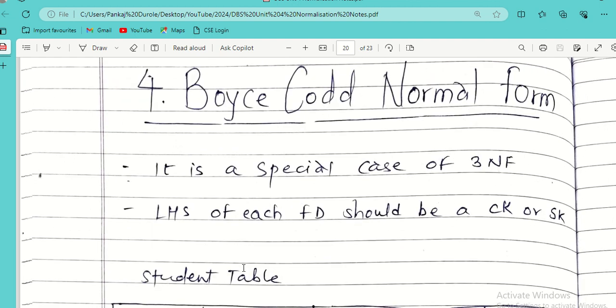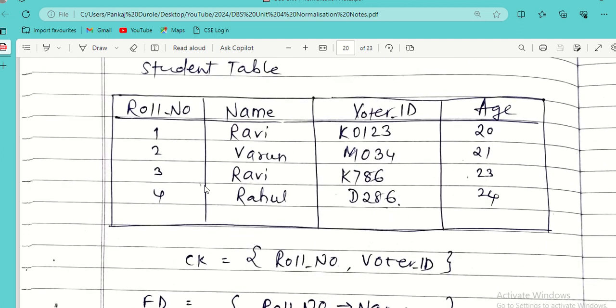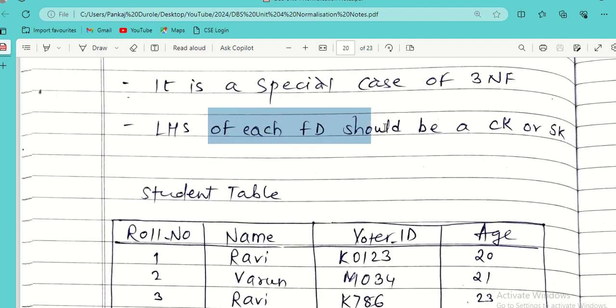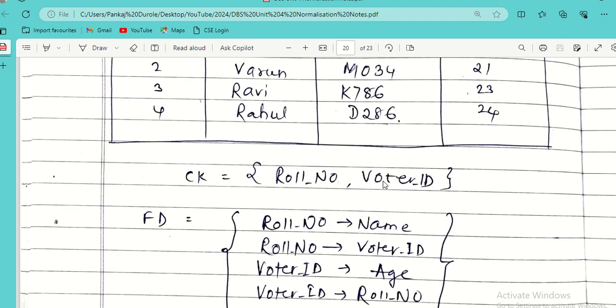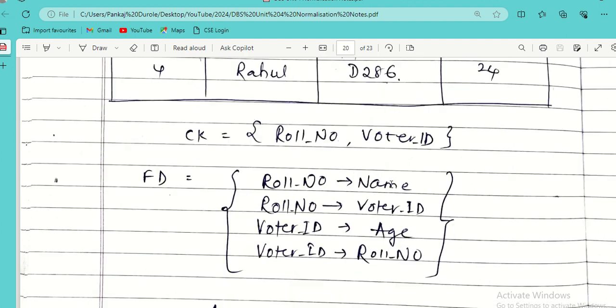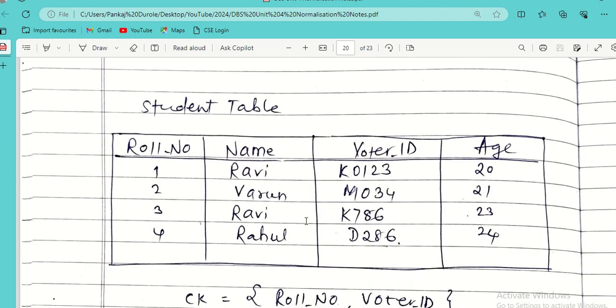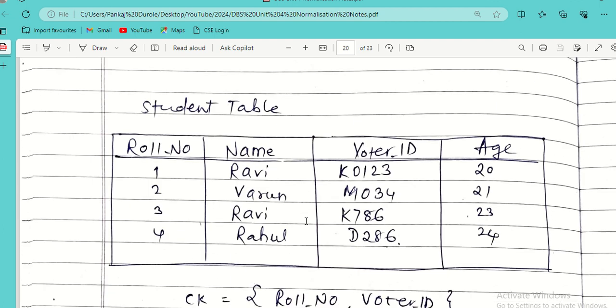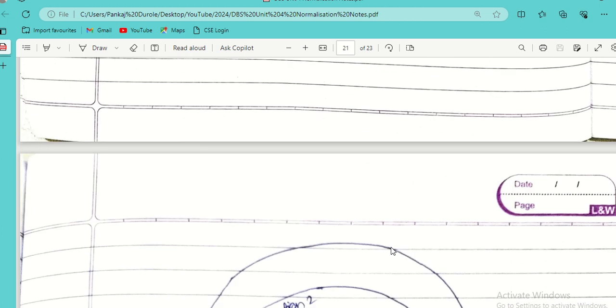Now in BCNF, the LHS of each functional dependency should be the candidate key or the super key. Let's take one example: roll number, name, voter ID and age. So what is the condition over here? Each functional dependency's left side should be the candidate key or the super key. The candidate keys are two: roll number and voter ID. You can see all the left hand sides are the candidate key or the super key as far as the functional dependencies are concerned. So this table is in the BCNF.